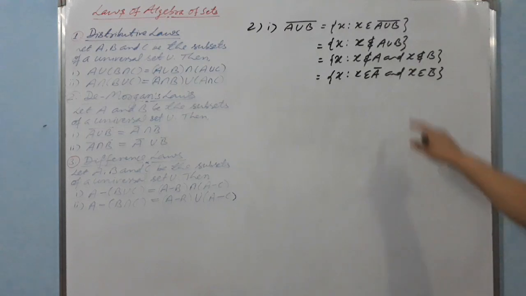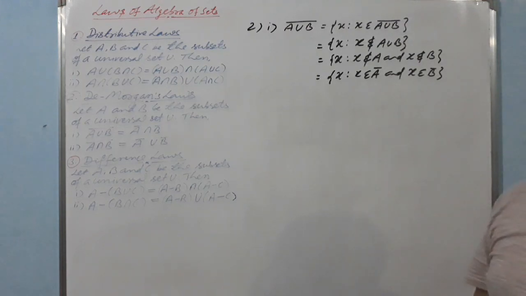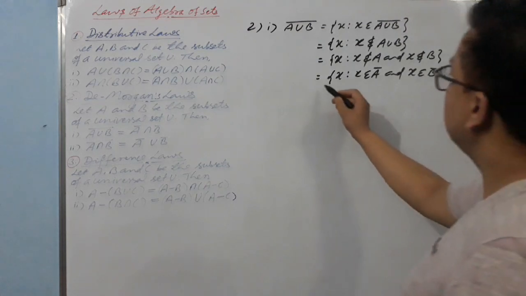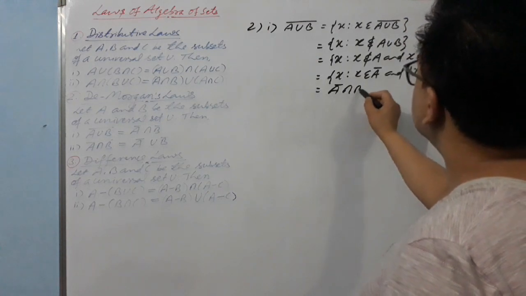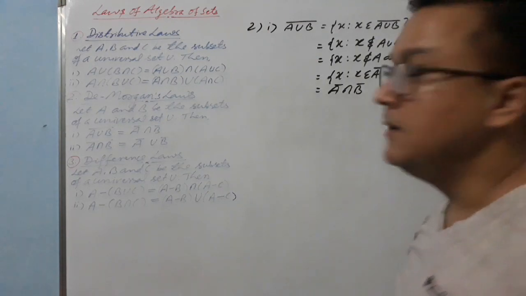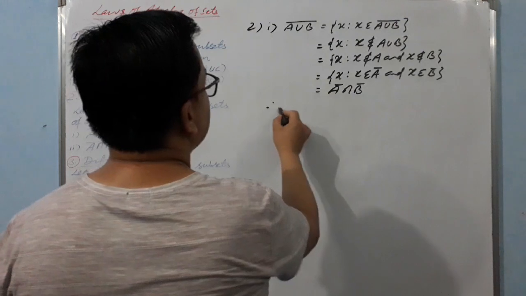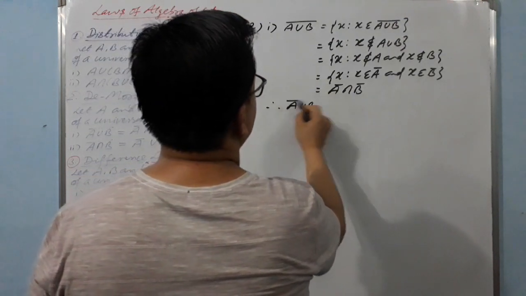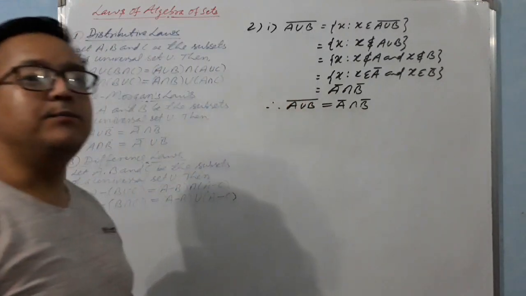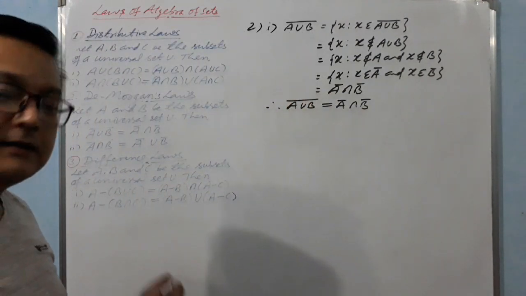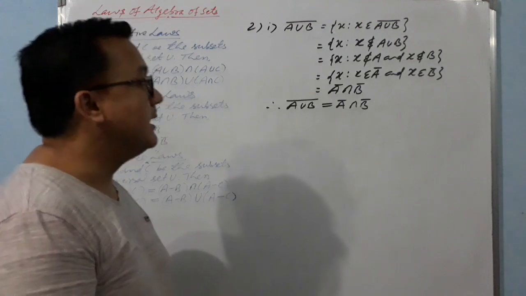I think you understood. Now we have got the definition of intersection. So here we can write the complement of A intersection the complement of B. Therefore, A union B whole complement is equal to A complement intersection B complement. Alright, so I also think you may have a problem.